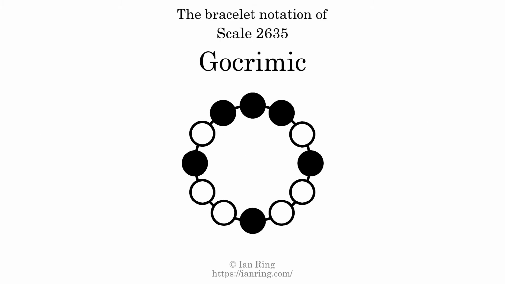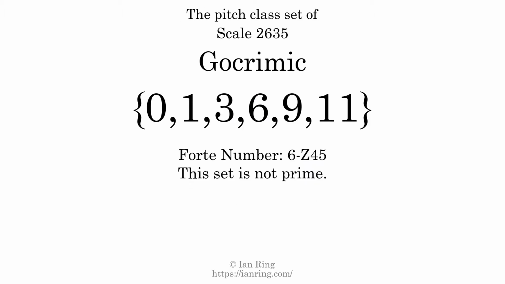This is a bracelet notation diagram of scale 2635. The shaded circles represent tones that appear in the scale, and they are read clockwise, starting at the top. The pitch class set for this scale is 0, 1, 3, 6, 9, 11. The forte class is 6Z45. This set is not prime.